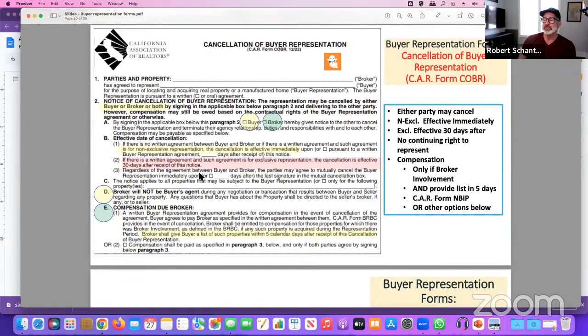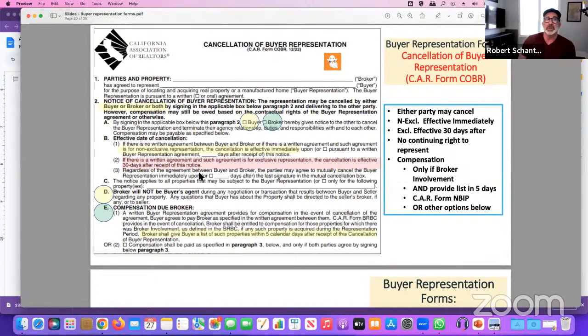Hopefully that's not too confusing, but I know it is. There's a lot there to grasp and understand. Everyone, if you get into this situation, you're not sure, just call Robert or I or text us or whatever, and we'll happily walk you through it again. Yeah. Next form, cancellation of buyer representation.